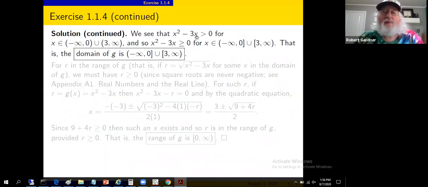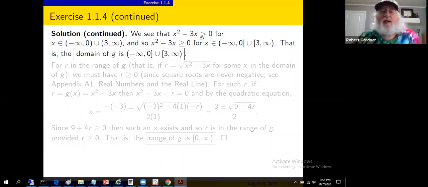So we get x squared minus 3x greater than 0 for x between negative infinity and 0, or between 3 and infinity, unioning together those intervals. If this set theoretic notation and this interval notation bugs you, please read through and watch the video on the Appendix A1. We're going to be using interval notation a lot.